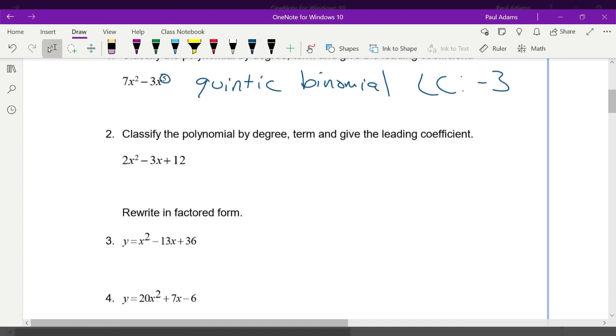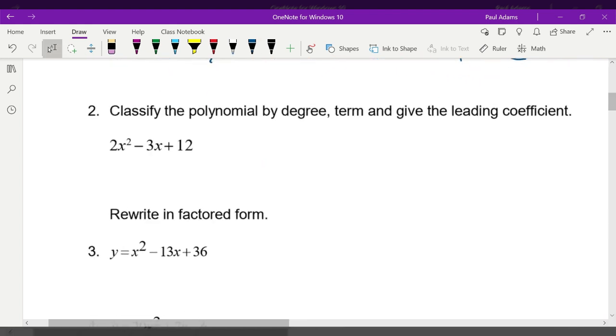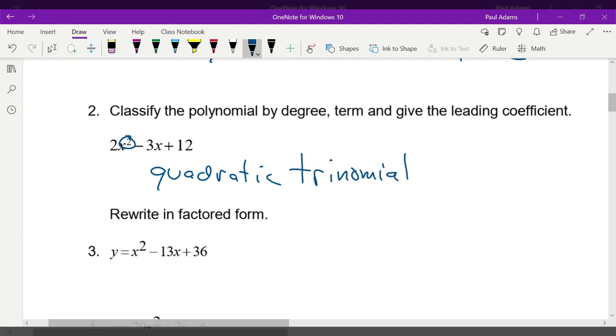Okay, for number two, maybe make this a little bit bigger. There we go. For number two, same situation, classify it. In this case, it's to the second power, so it's quadratic. There's three terms, so it's a trinomial with a leading coefficient of 2.